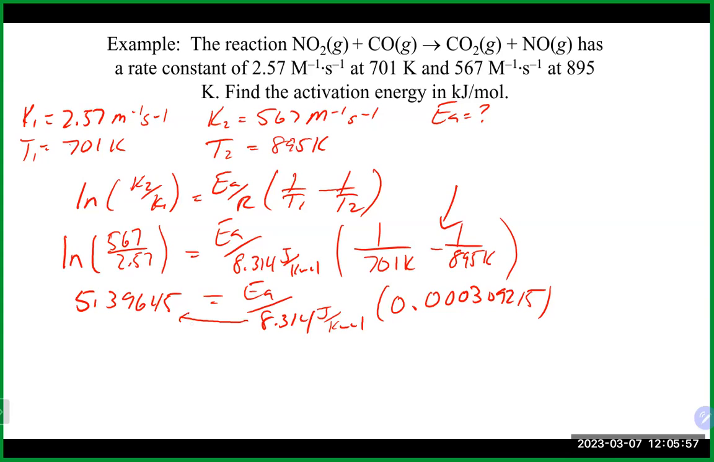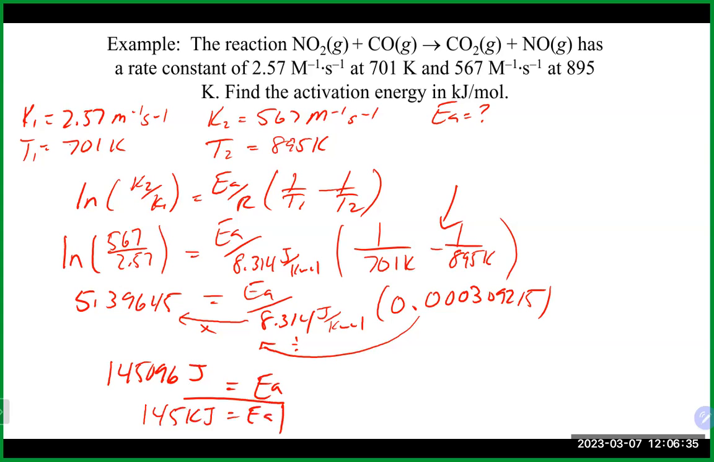I have to multiply that to the other side and also divide that number to the other side, right? So if we do that, we take 5.39645 times 8.314 divided by my 0.0003 number there. That gets us an E_A, after we multiply then divide, of 145096. The units here would be joules, and we'll turn that into kilojoules, 145 in this case.